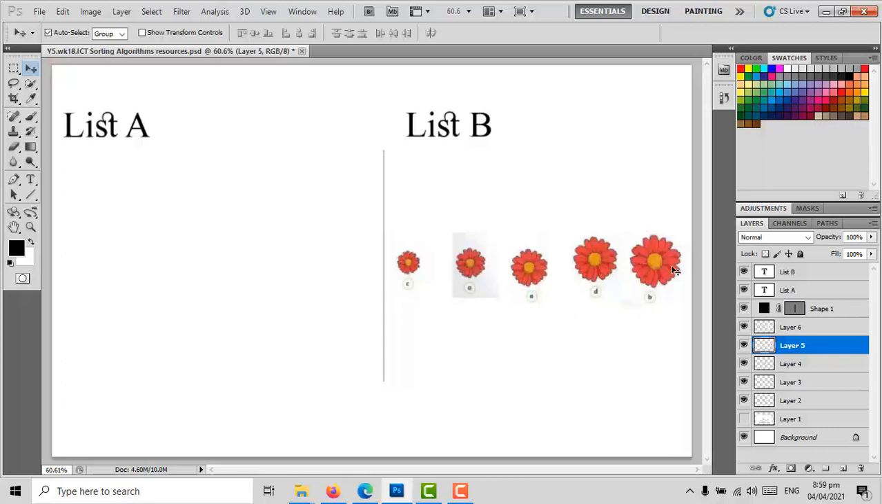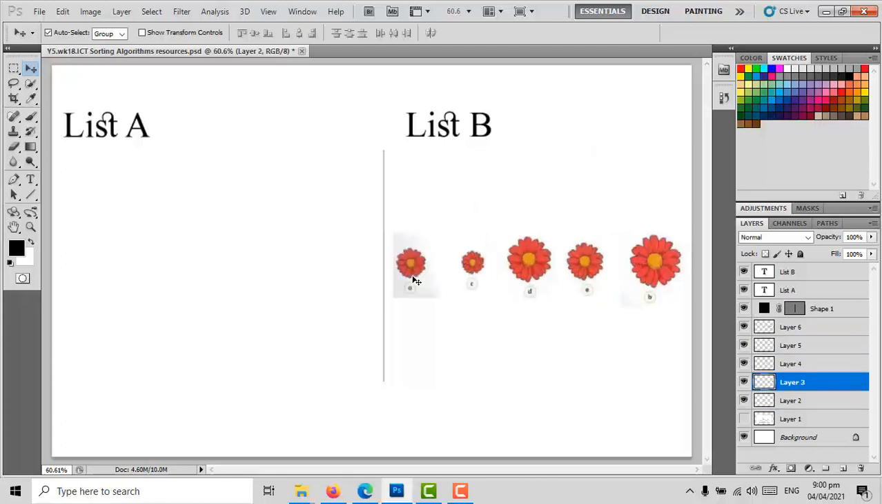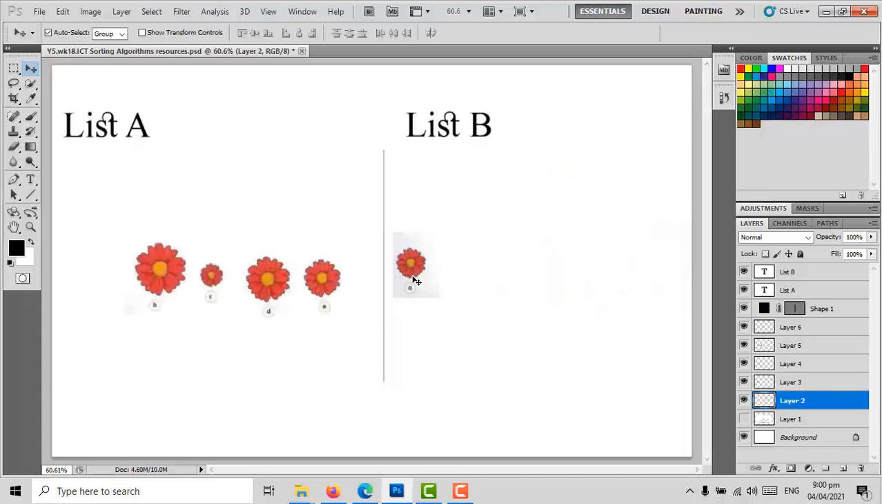Now we have the biggest flower at the end of the list and the smallest flower at the beginning of the list. Alright, because this is a bit confusing, I'm going to try to do that one more time. Okay. So in the bubble sorting, we choose two items and we compare them.